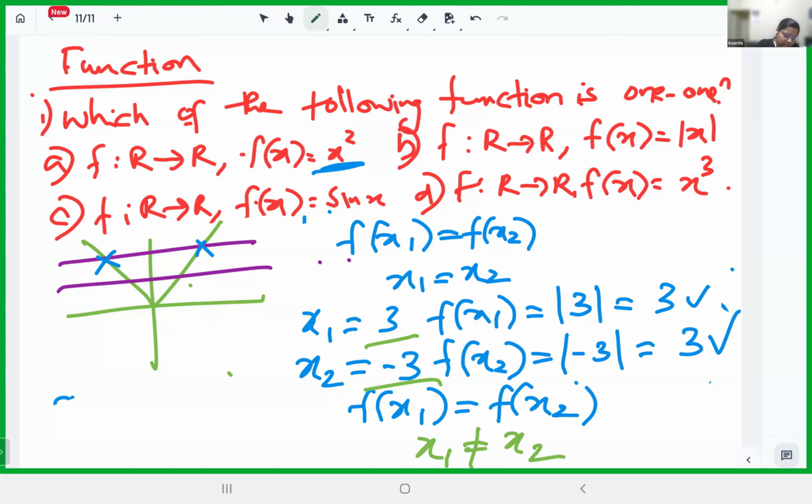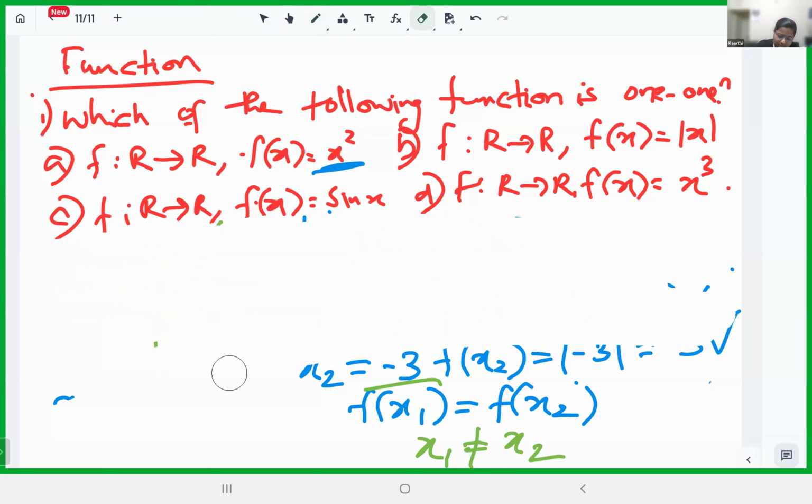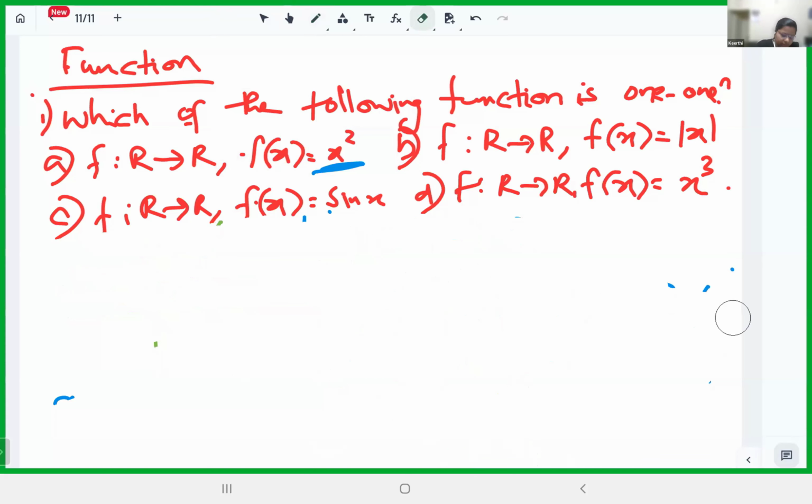All right. Now we are checking the third one, that is sin x function. Sin x we definitely know that it is not 1, 1. Why is it not 1, 1? Sin x is a periodic function, right? What do you mean by a periodic function? Periodic function is nothing but a function that repeats after particular intervals. Function gets repeated means the values get repeated.